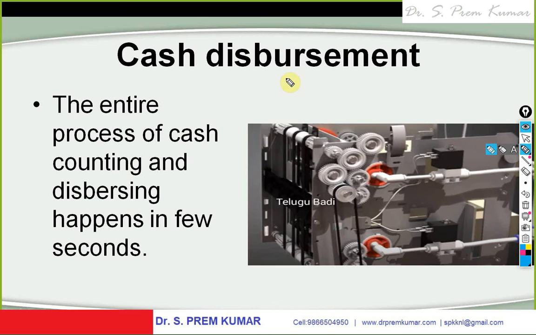Cash disbursement. The entire process of cash counting and disbursement happens in a few seconds. It just takes a few seconds to rotate the wheels and give. Generally 5 notes per second it counts. The average speed of various ATM machines, if you consider, generally in 1 second it is able to count, verify, validate, communicate. In 1 second 5 notes it is able to do.